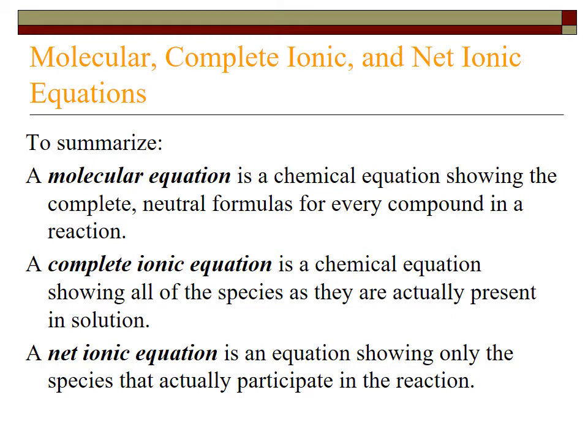So to summarize, you will need to understand and be able to write a molecular equation, which is a chemical equation showing the complete neutral formulas. You will need to be able to come up with a complete ionic equation, which is an equation showing all the species that are actually present in the solution. So for the complete ionic, we break apart all the aqueous species. And lastly, you'll need to be able to write the net ionic equation, which is an equation showing only the species that actually participate in the reaction. The net ionic equation gets rid of what are called the spectator ions.